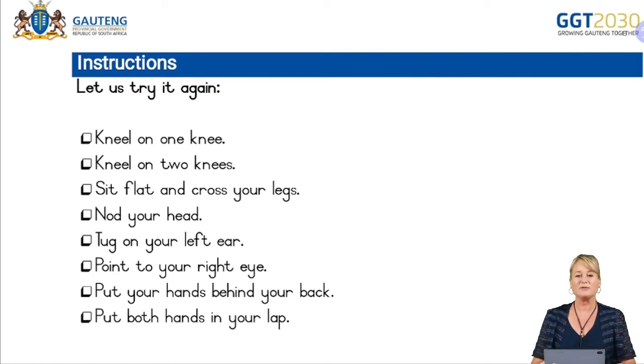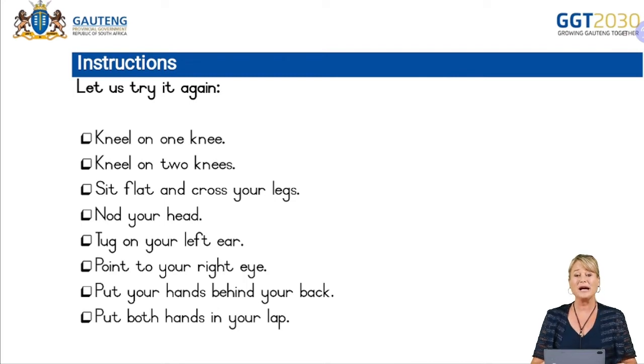Sit flat and cross your legs. Are you sitting flat with your legs crossed? Good. Listen to this one. Nod your head. What does it mean to nod your head? Like that. That means you are saying, yes, I'm nodding my head. Tug on your left ear. This will be your left. Point to your right eye. That will be your right eye.